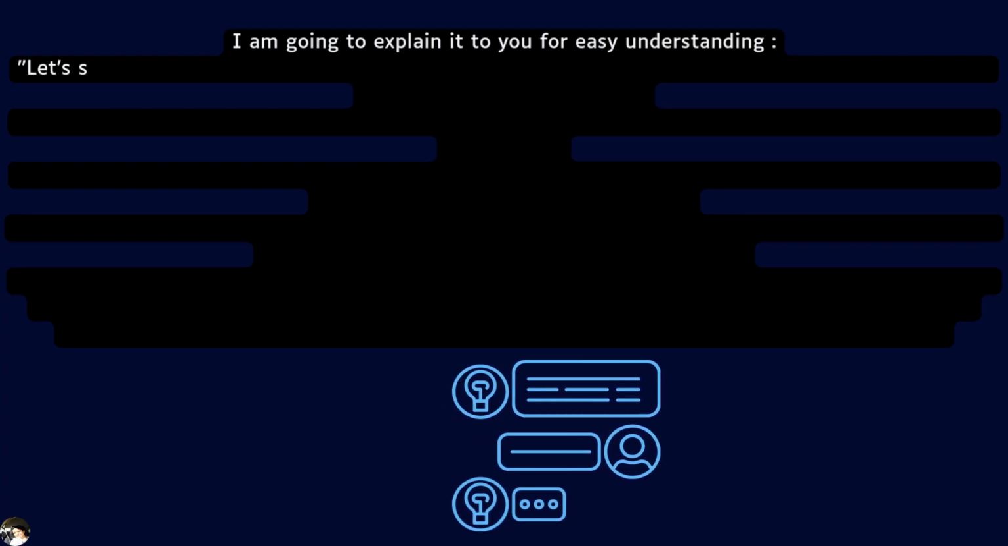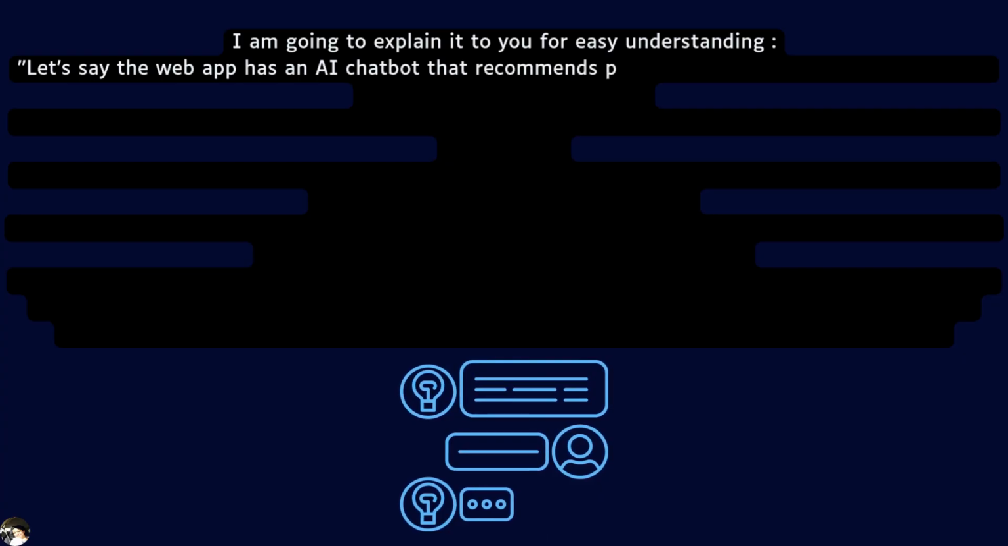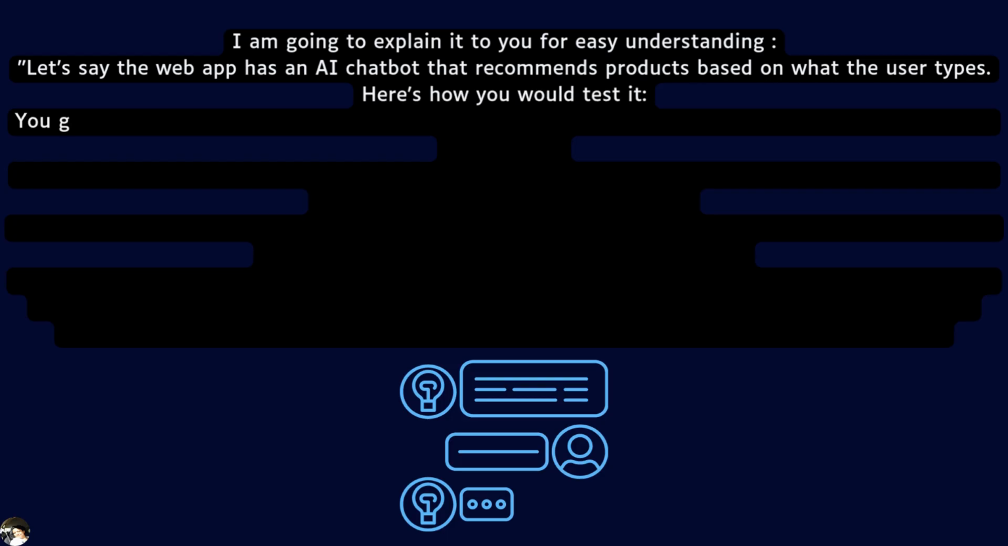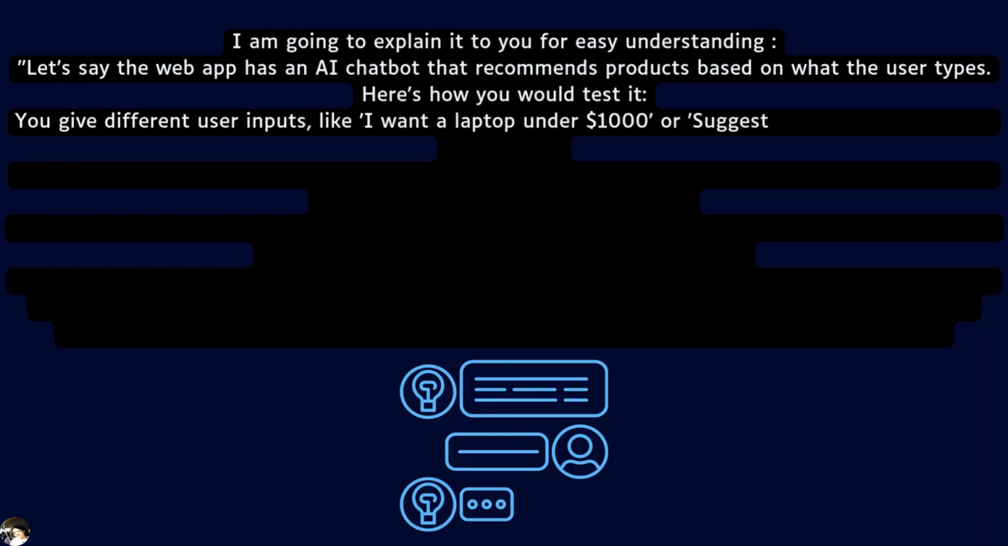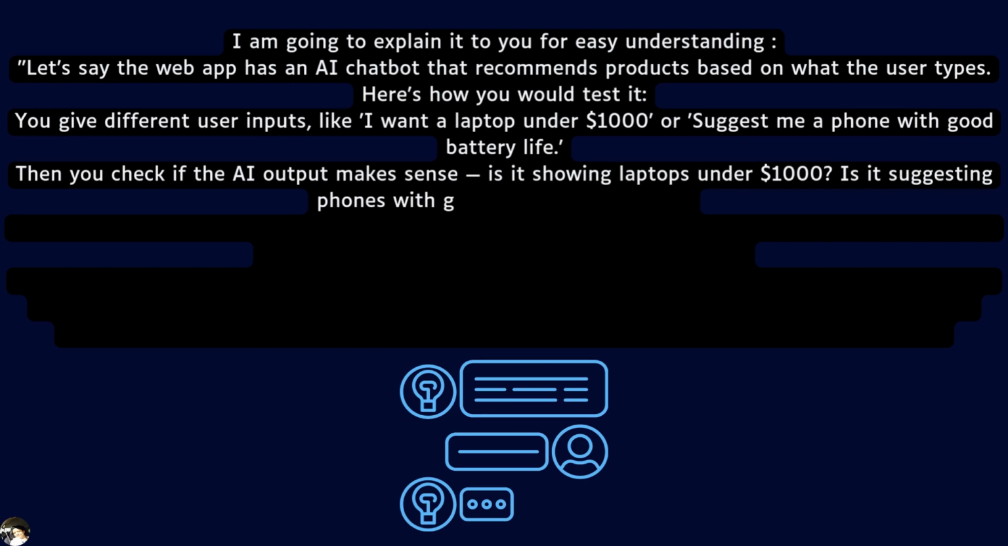Let's say the web app has an AI chatbot that recommends products based on what the user types. Here is how you would test it. You give different user inputs like I want a laptop under $1,000 or suggest me a phone with good battery life. Then you check if the AI output makes sense. Is it showing laptops under $1,000? Is it suggesting phones with good reviews for battery?